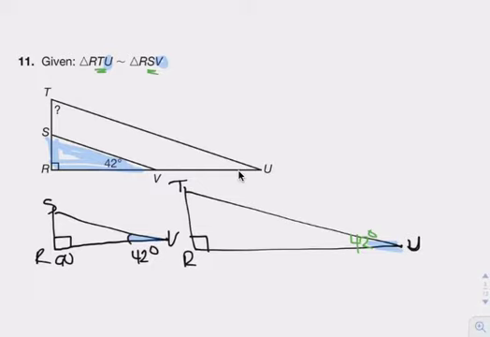That's 90. So a total of 132. So therefore, this missing angle is 48 degrees, okay, to make 180. So angle T here is 48 degrees to make 180. S is the same thing. It's also 48 because it corresponds with T. Okay?